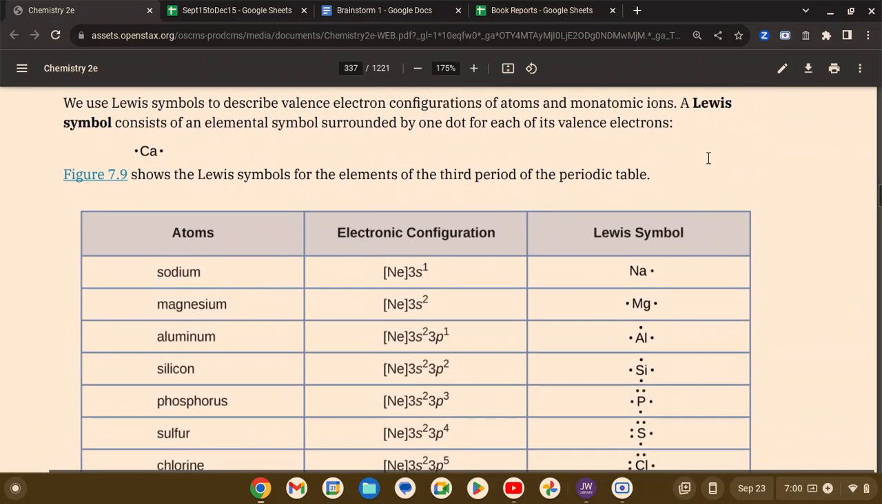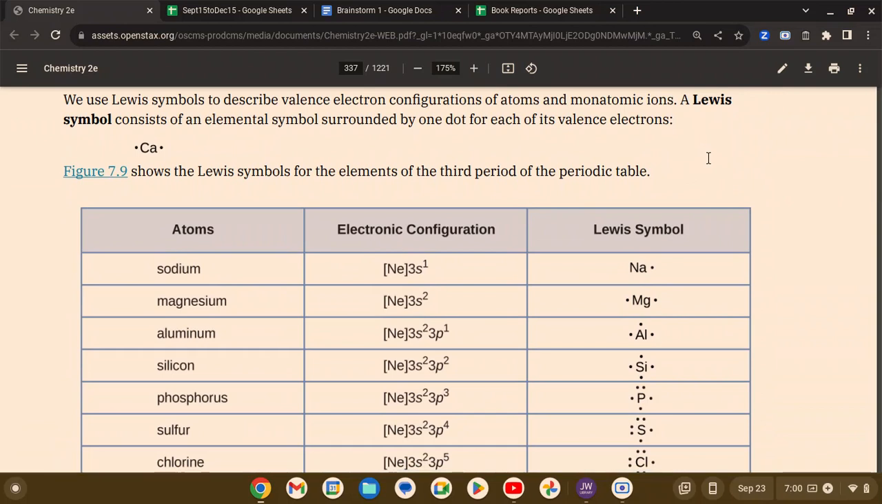Lewis symbols. We use Lewis symbols to describe valence electron configurations of atoms and monatomic ions. A Lewis symbol consists of an element symbol surrounded by one dot for each of its valence electrons.